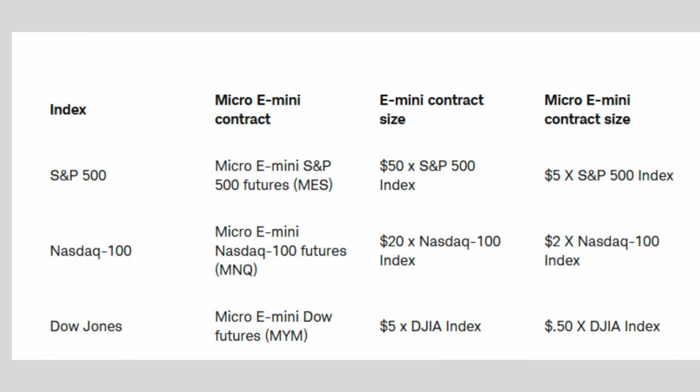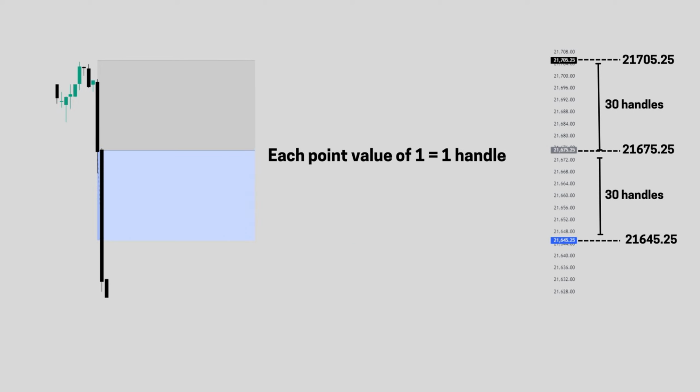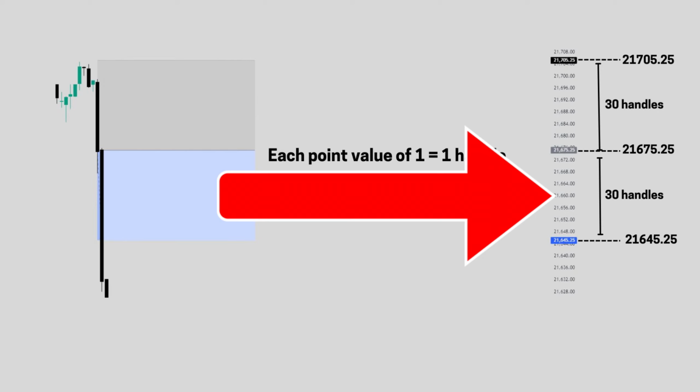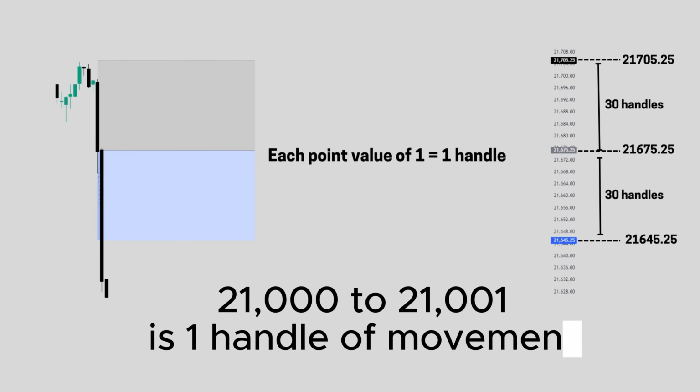Now, on top of this, you need to understand what a handle is, because a lot of people talk about handles, and even myself, I talk about take 10 handles, take 20 handles. All I mean is exactly what you're seeing on the screen here. So I've marked out the supposed entry, the take profit, and also the stop loss level. And I've marked out on the right-hand side here how you calculate that. Essentially, you can get any price point. It could be 21,000, for example. And if the price moves from 21,000 to 21,001, that is one handle.